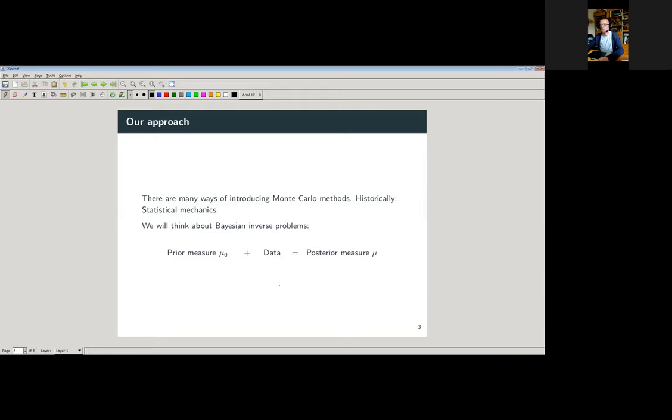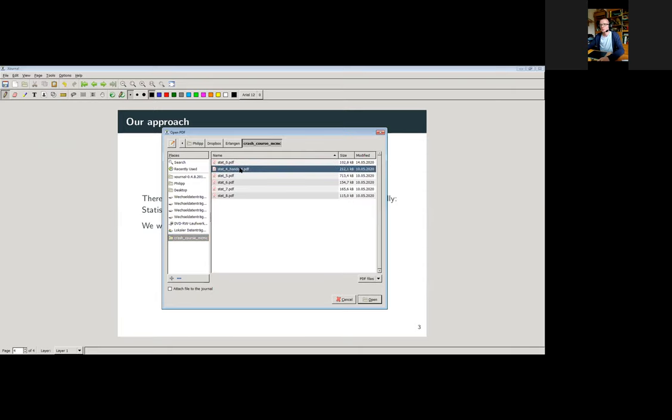Historically, Monte Carlo methods were developed by physicists doing statistical mechanics, but in the meantime, people have applied Monte Carlo methods in statistics and in other applied sciences. I gave you a presentation to look through, which was about Bayesian inverse problems. I'll skim through it quickly so we are on the same page.